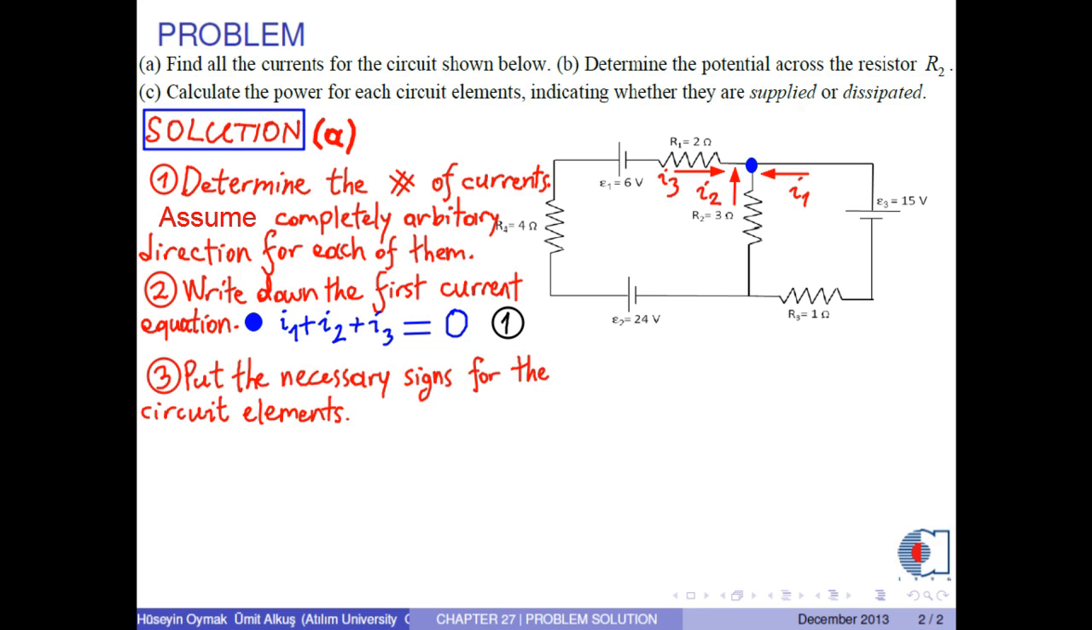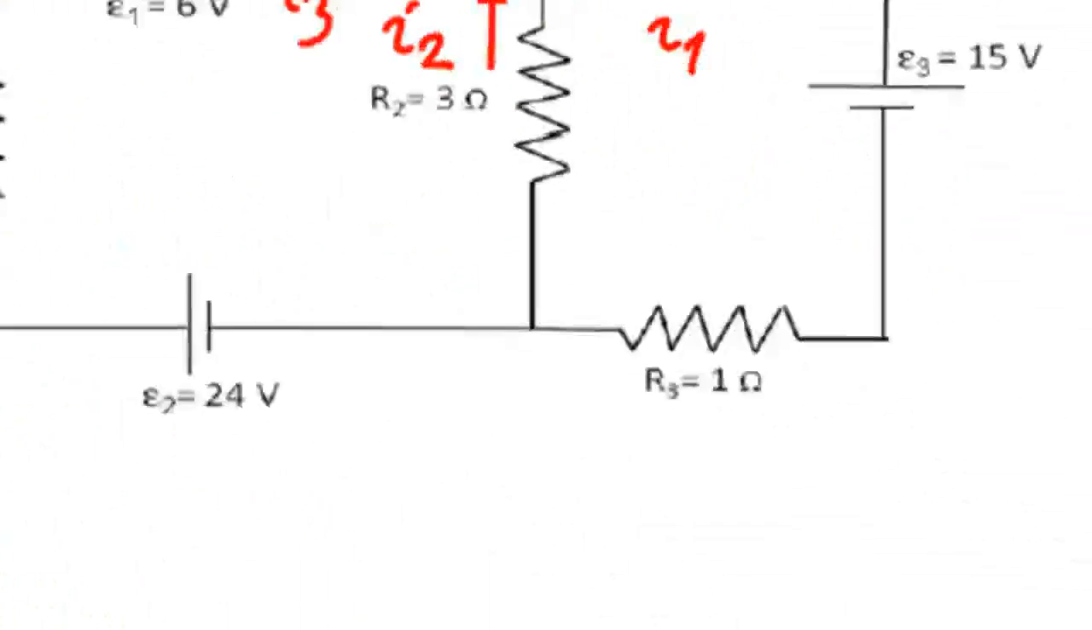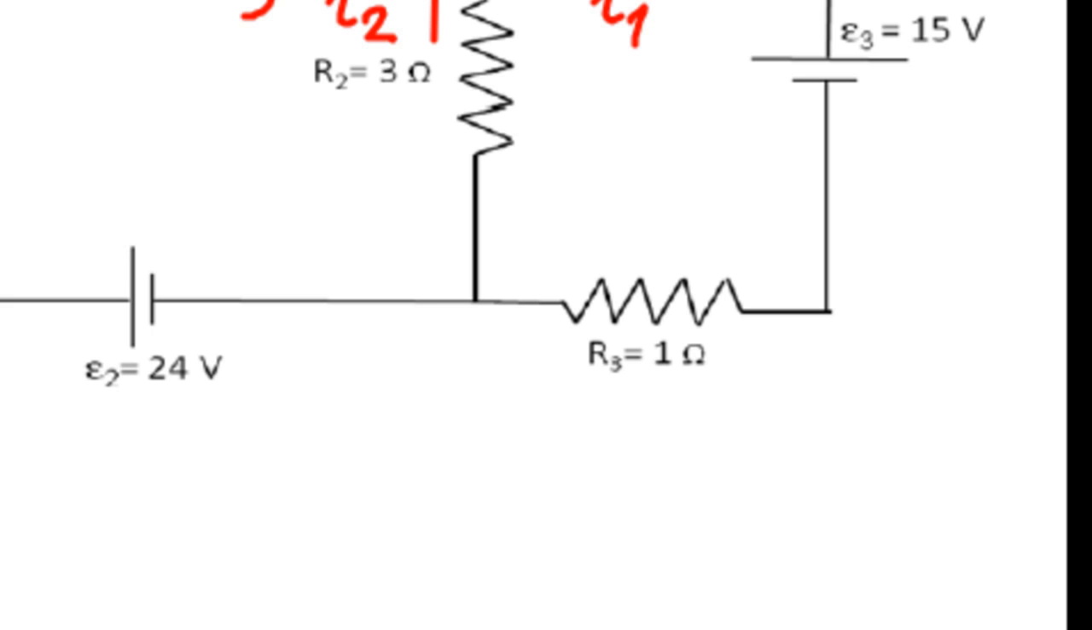3. Put the necessary signs for the circuit elements. For the batteries, the positive sign corresponds to the long stick and the negative sign for the short stick. And for the batteries E2 and E3, we have plus and minus signs like this. For the resistors, the discussion is different.